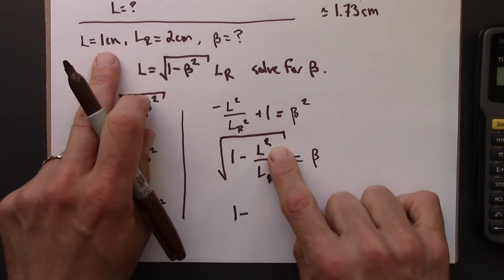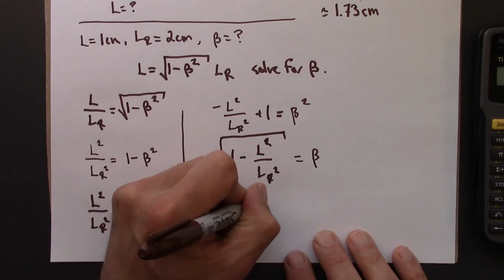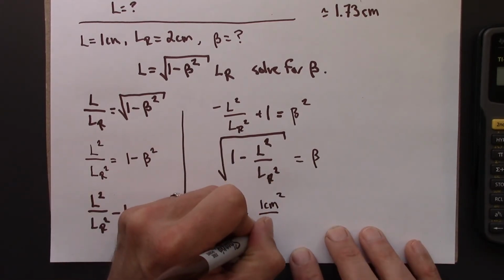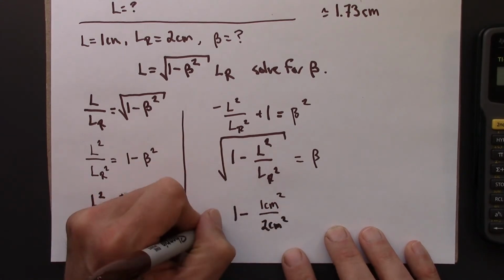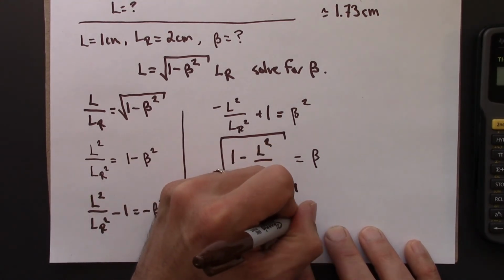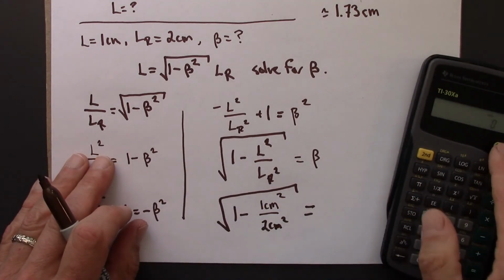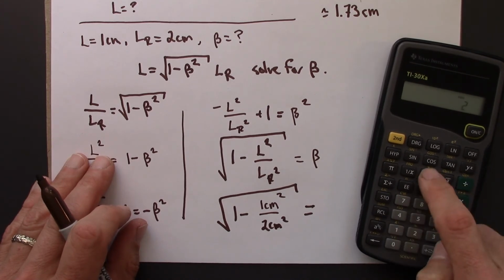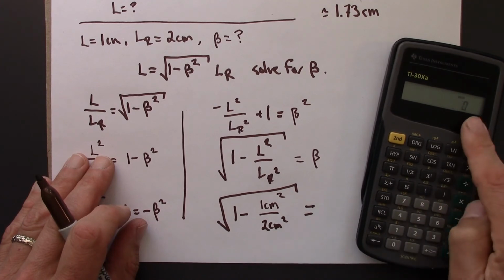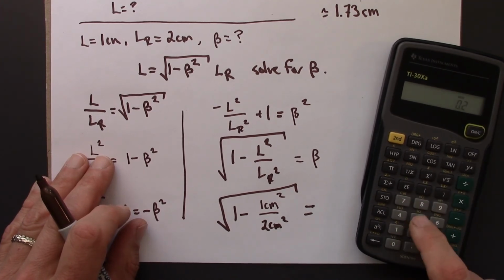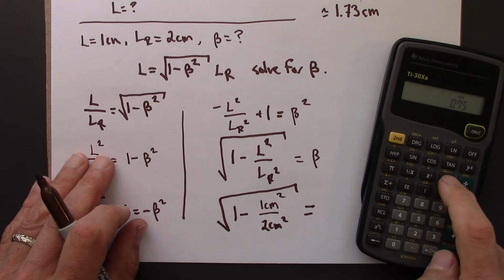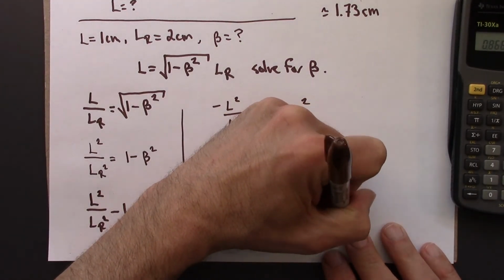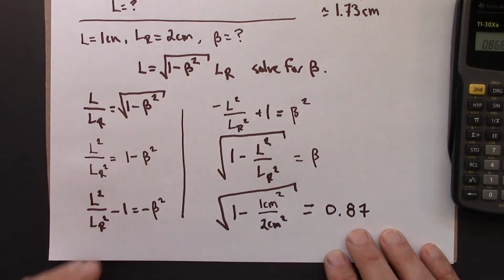L, that's the contracted length in the moving frame. That's 1 centimeter, squared, over LR squared, that's its rest length. So this is 1 over 2 squared. So 1 squared is 1, divided by 2 squared is 4. That's 0.25. 1 minus 0.25 is 0.75. Take the square root of that, and I get 0.867. Just round that up to 0.87.